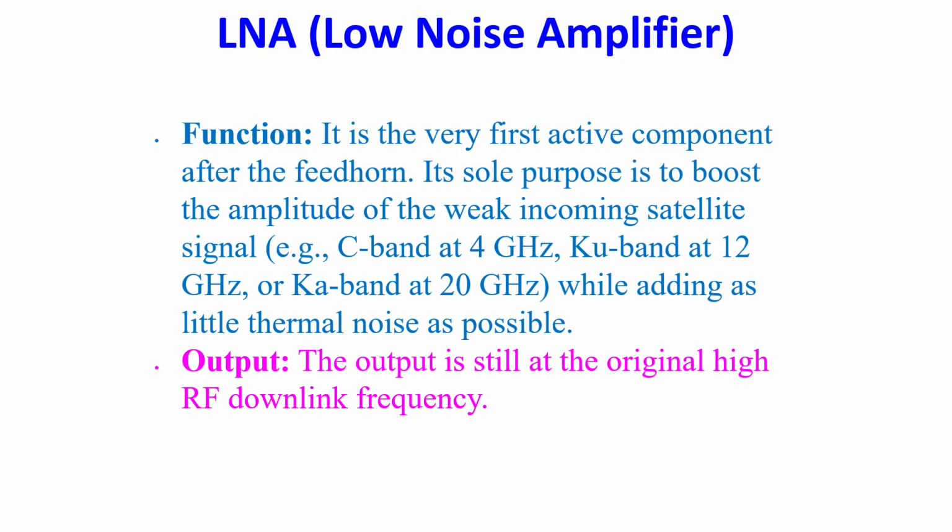The low noise amplifier, or LNA, contains a high gain RF amplifier with an exceptionally low noise figure. It is the very first active component after the feed horn. Its sole purpose is to boost the amplitude of the weak incoming satellite signal, for example C band at 4 GHz, Ku band at 12 GHz or Ka band at 20 GHz, while adding as little thermal noise as possible. The output is still at the original high RF downlink frequency.